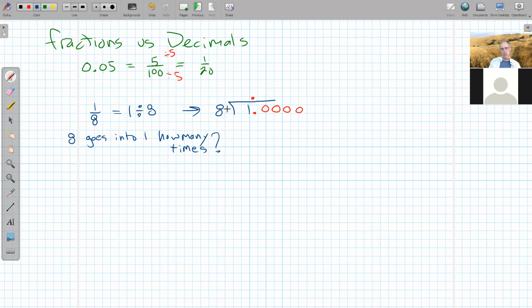Then you just divide, making believe you have whole numbers. 8 goes into 1, 0 times. 8 goes into 10, 1 times. 1 times 8 is 8. And then we just keep going until we decide we're done, and that decision comes in one of two ways.